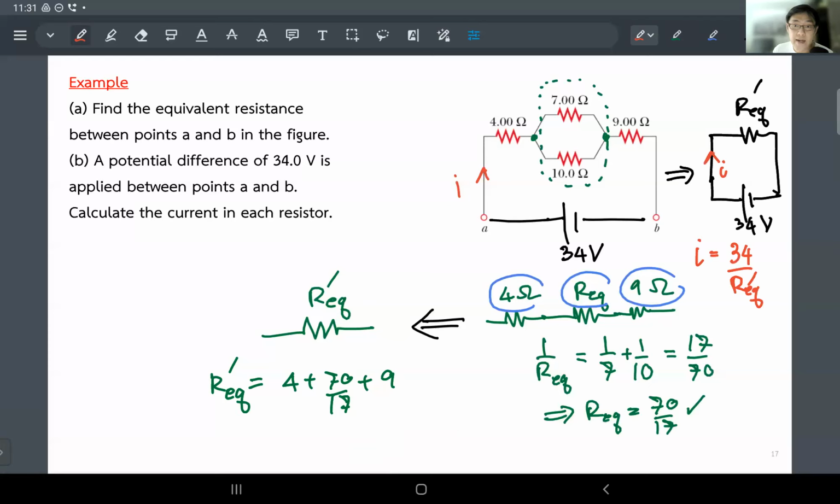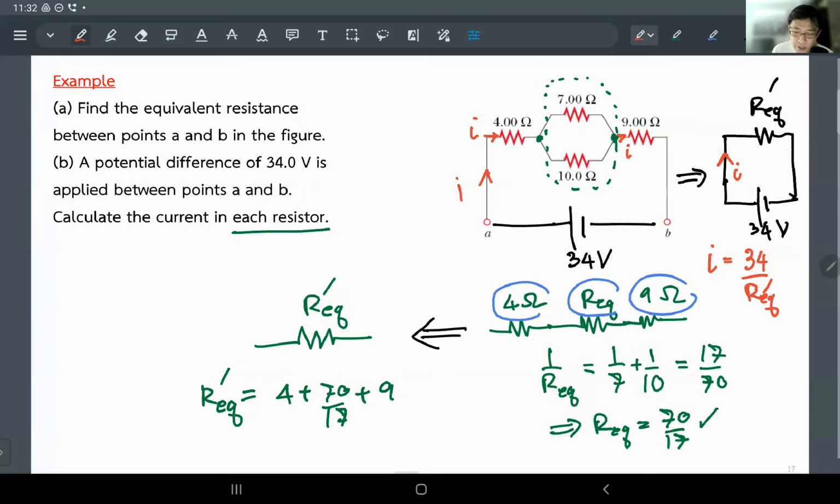And with that current calculated, you will be able to trace back and calculate what the current flowing in each resistor should be. The answer is simple for the 4 ohms. The current flowing through 4 ohms must be I. So that's no big deal. And the 9 ohms must have the same I, because current stays conserved in our circuits.